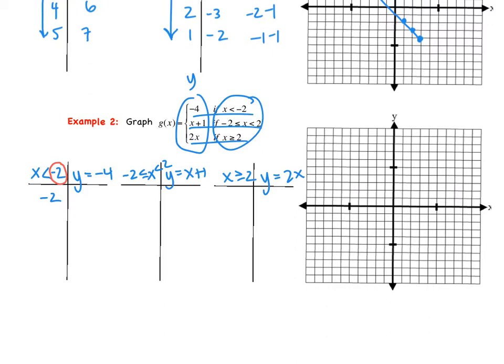Now think on a number line. Smaller than negative 2 is negative 3 and negative 4. We talked about in the previous problem, if a number is not included, so there's no equal sign in our inequality, we have an open circle, and then heading this way. Okay, now in this case for y, our equation is saying y is always negative 4.